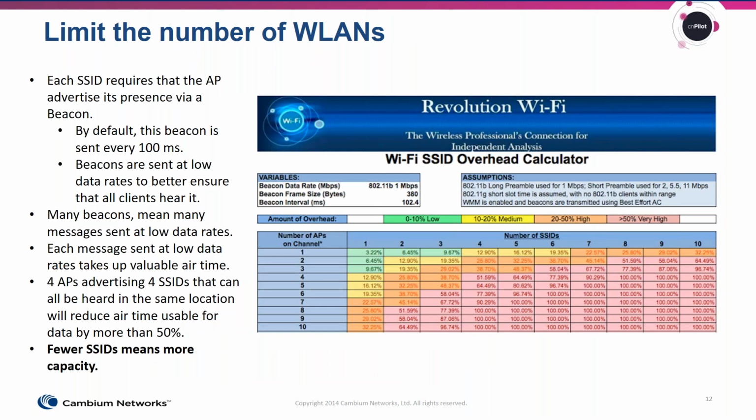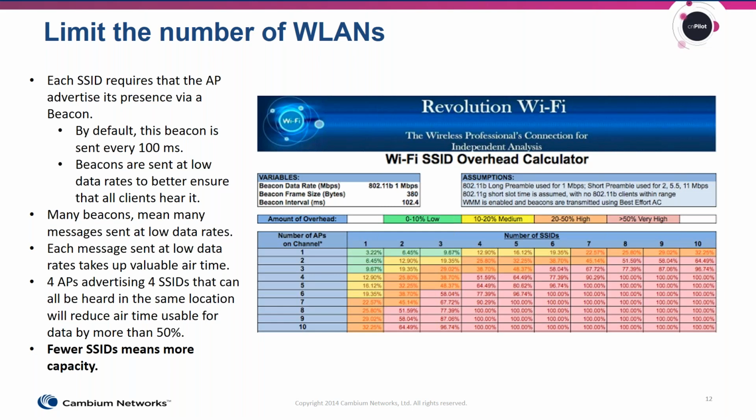Limit the number of WLANs. This is becoming more and more well known. It didn't used to be well known at all. And for a while there was a move towards using lots and lots of SSIDs. In fact, manufacturers were starting to offer, I know one that offers 54 SSIDs possible on a single AP. Don't ever do that. You'll never have any airtime left to serve your clients. You want to limit the number of SSIDs that you advertise. 4 is probably a good number to limit to.